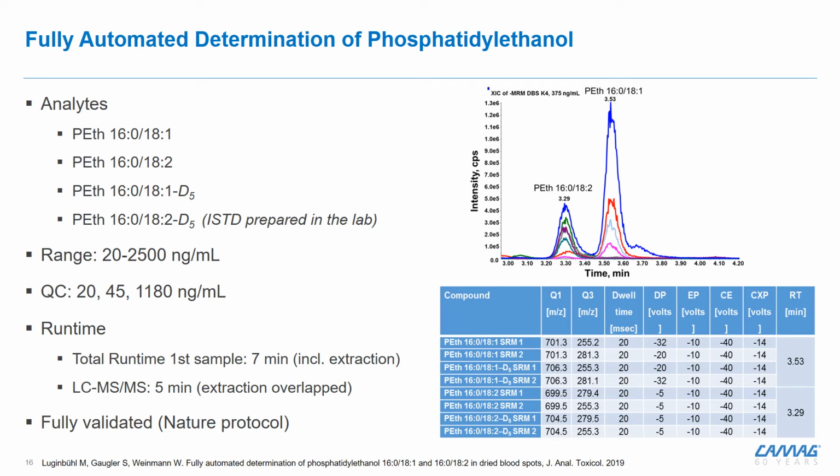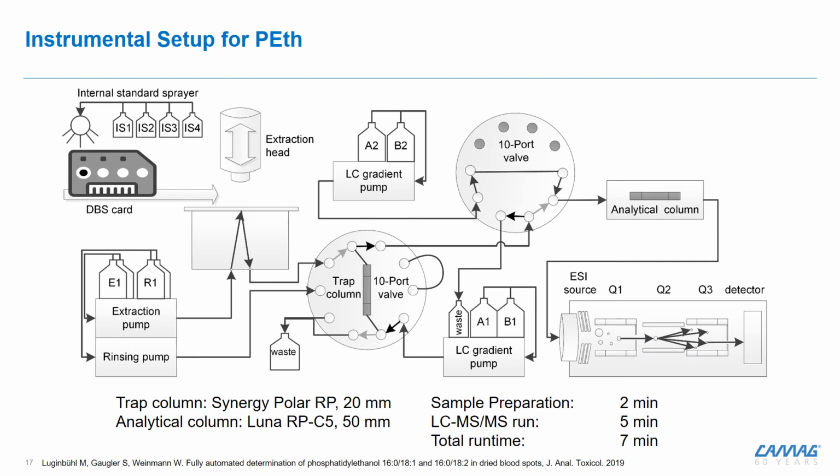For the analysis of phosphatidylethanol, we previously published a method which baseline separates the two homologues PEth-16O 18:1 and 18:2. This has been validated in quite a large range with a runtime of 5 minutes per sample, whereas the first one takes 7 minutes as the extraction is not overlapped within the first sample. We were even able to write the Nature Protocols paper with this method, where we described all steps involved in the process. For this application, we use a trapping column setup.